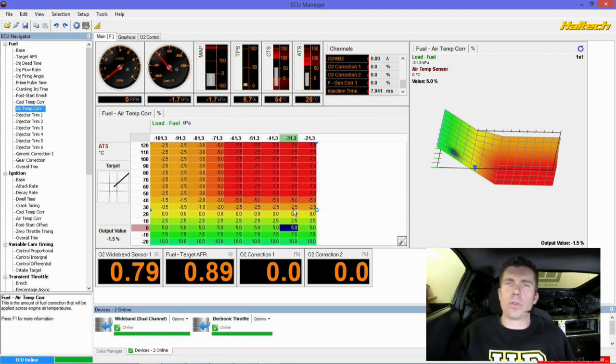Now what that will do is, under steady state conditions, if we're say driving down the road at 3000 RPM at half throttle or on the dyno, give us very, very accurate control over the fueling as that air temperature changes. But there's a few aspects there that make our job a little bit more difficult.